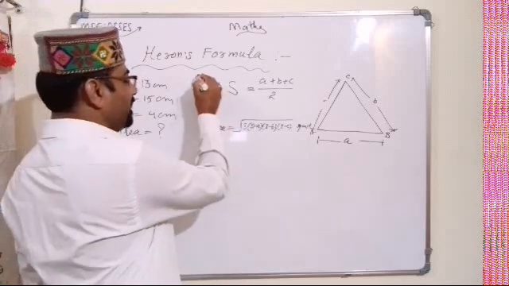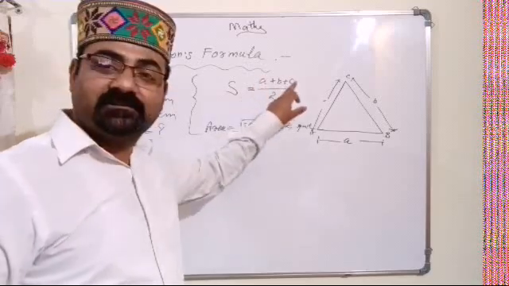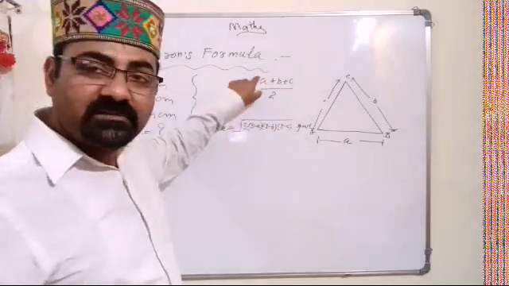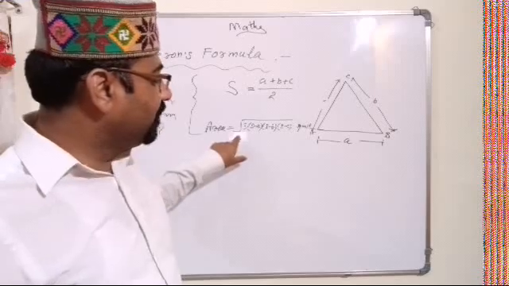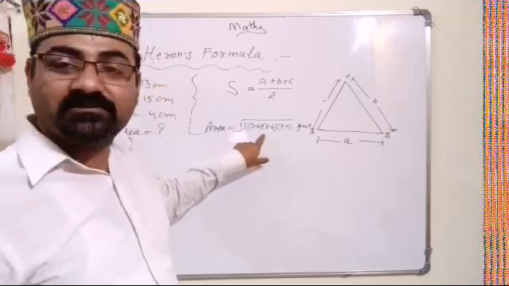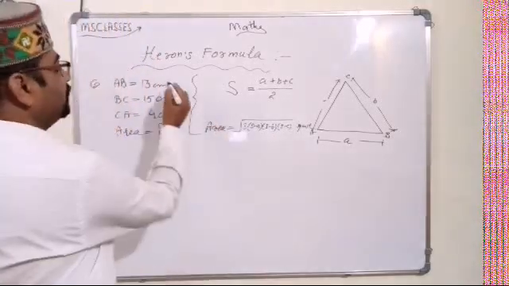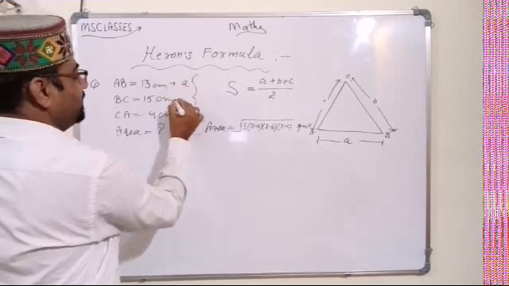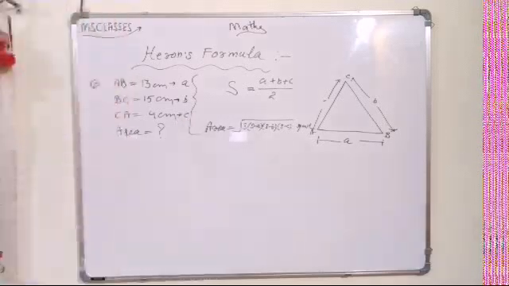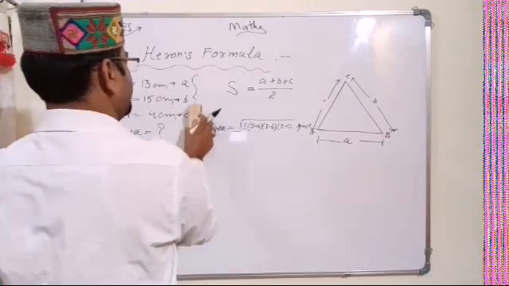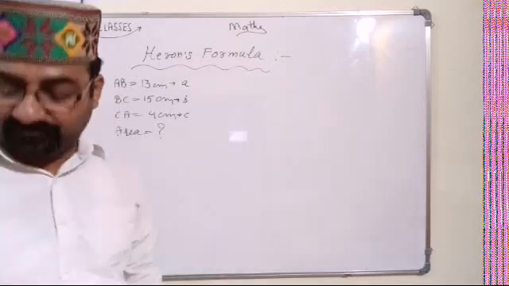What is Heron's formula? You need S and the 3 sides, right? So S is equal to the sum of the sides of the triangle divided by 2, and area is equal to the whole square root of S into (S minus a) into (S minus b) into (S minus c), right? So here let a is equal to 13, b is equal to 15 and c is equal to 4. Now you will apply Heron's formula to calculate the area of the triangle.